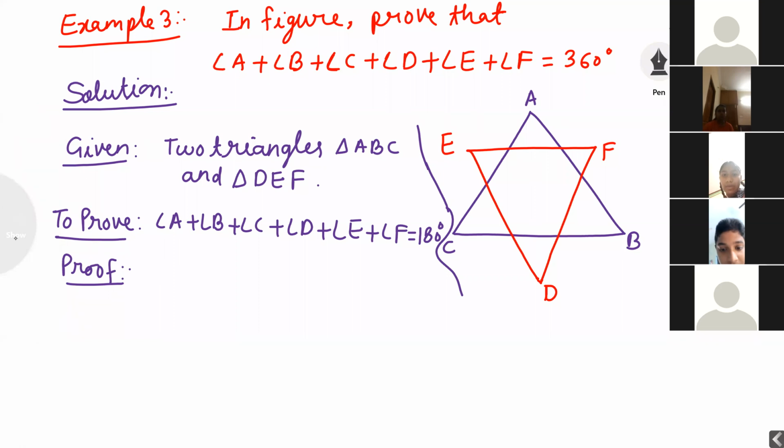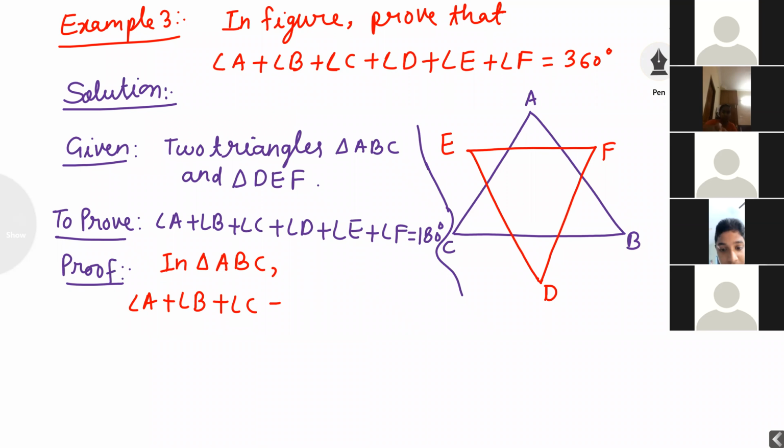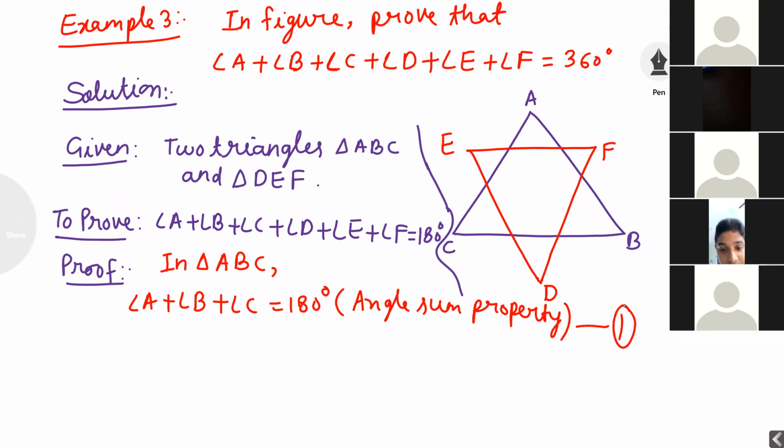Now firstly I want to take triangle ABC. In triangle ABC, angle A plus angle B plus angle C is equal to 180 degree. Why? Angle sum property. This is equation first.